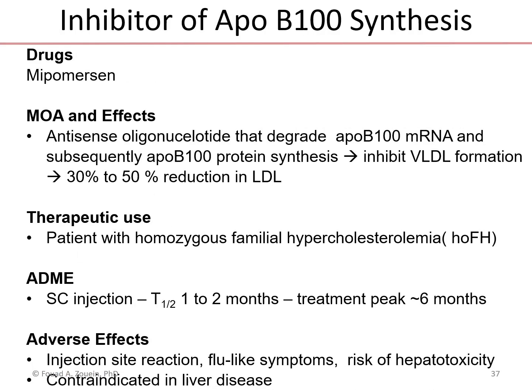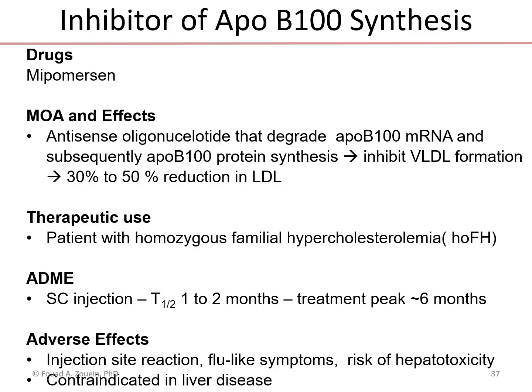The other drug is the inhibitor of ApoB100 synthesis, mipomersen. This is an antisense oligonucleotide that basically binds to the ApoB100 mRNA and degrades it, so you won't have any ApoB100 protein synthesis. And we know that ApoB100 is a very important structural component of the LDL. So subsequently, you're going to have an inhibition of LDL formation that will lead to a decrease in LDL up to 50%. Also used for homozygous familial hypercholesterolemia.